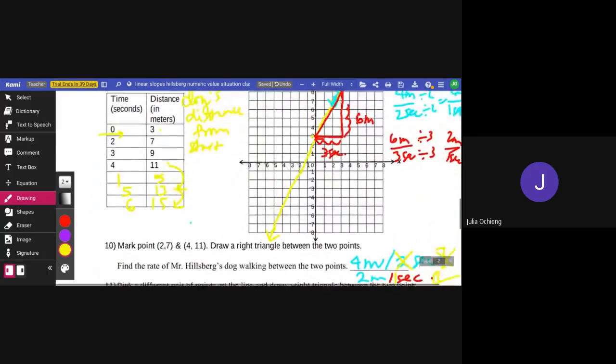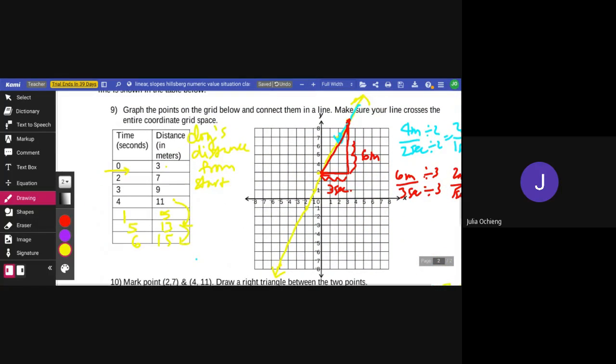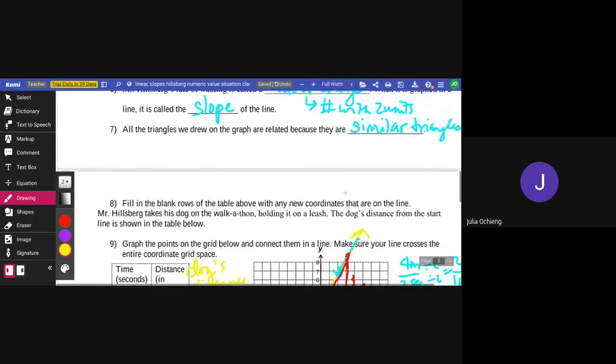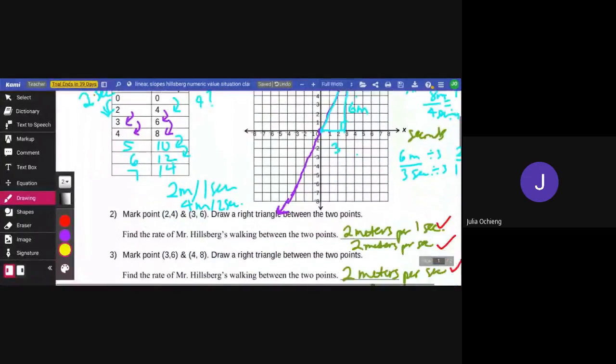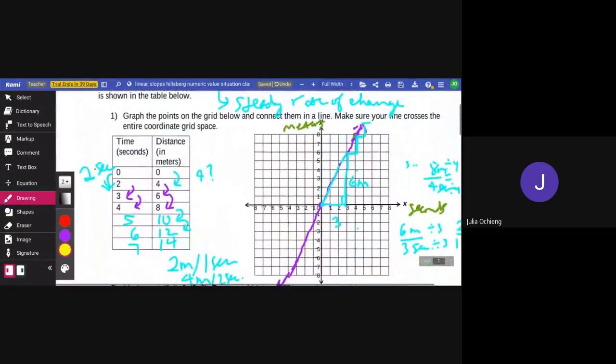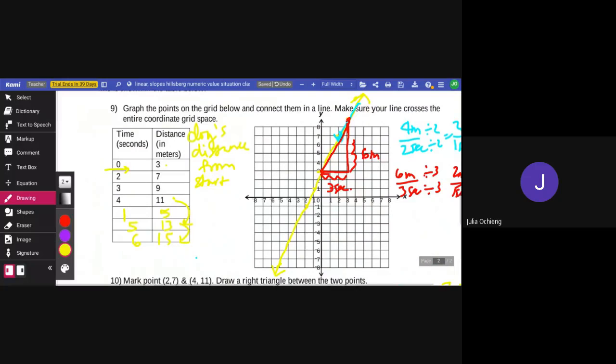Now, the other thing that these two lines do is compare Mr. Hillsberg's rate of change to the dog's. So I'm going to now graph that purple line from Mr. Hillsberg on the dog's line right down here, okay? So we are going to erase all these other things so that it's a little bit easier to compare.